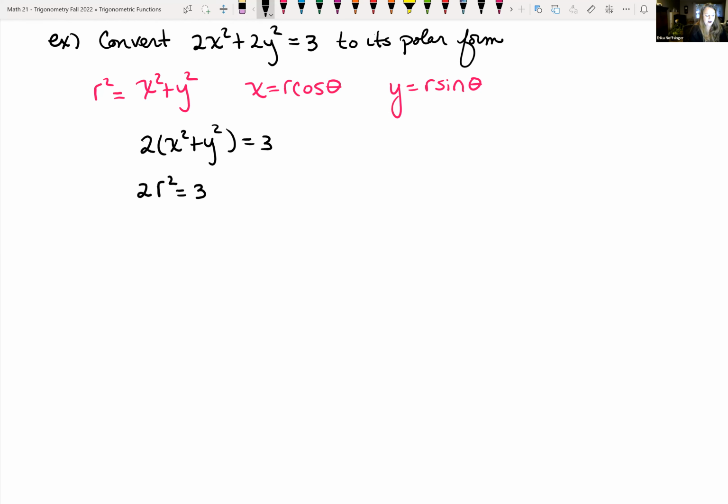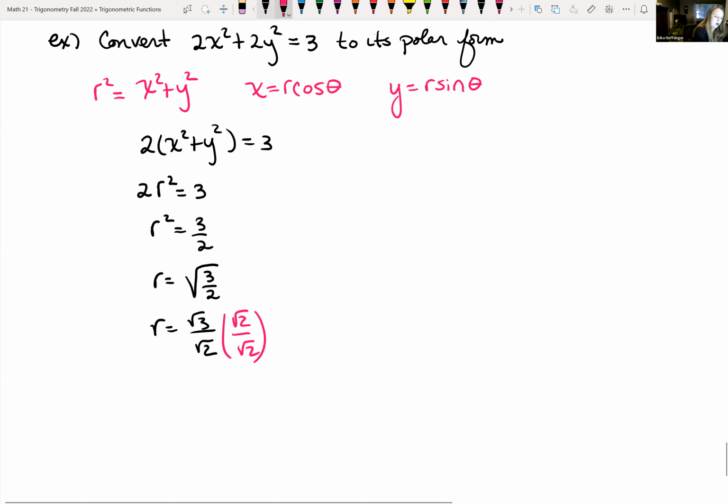We could solve for r if we wanted. So divide both sides by 2. We get r squared equals 3/2. Taking the square root of both sides, we get r is equal to the square root of 3/2. Rationalizing our denominator, I can multiply by root 2 over root 2. So r in this case is equal to square root of 6 all over 2.